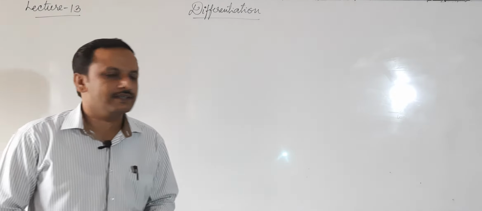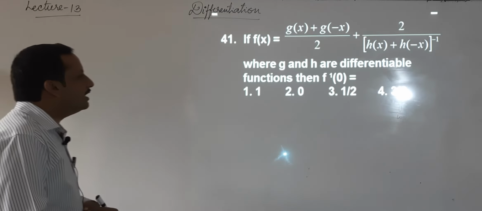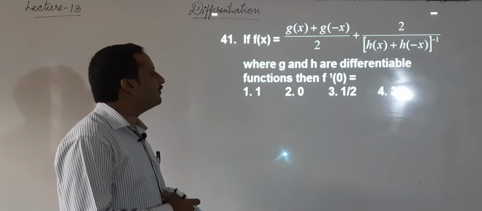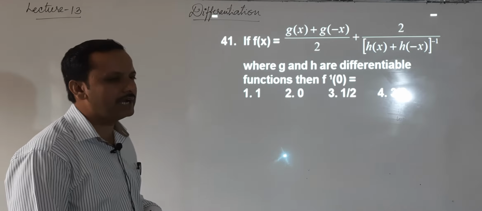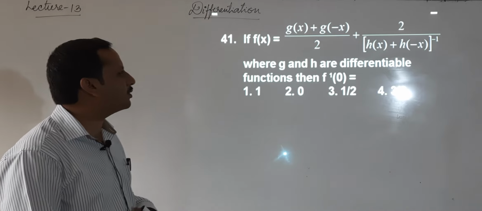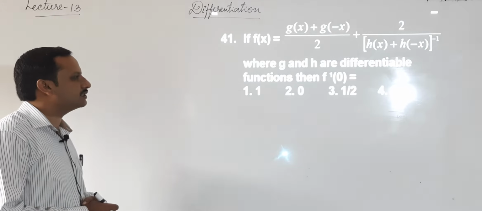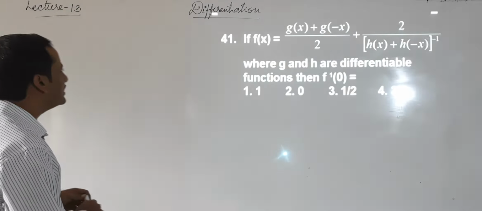Let us have a look at our next question, which is question number 41. If f of x is equal to [g of x plus g of minus x] by 2 plus 2 by [h of x plus h of minus x] whole power minus 1, where g and h are differentiable functions, then f dash of 0 is equal to.